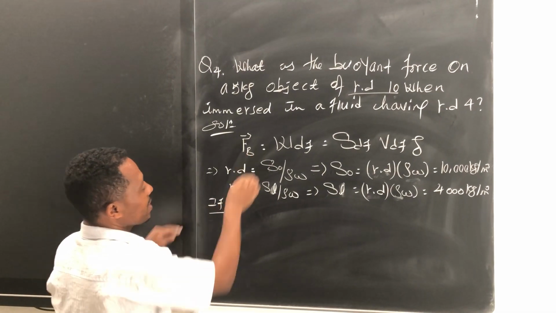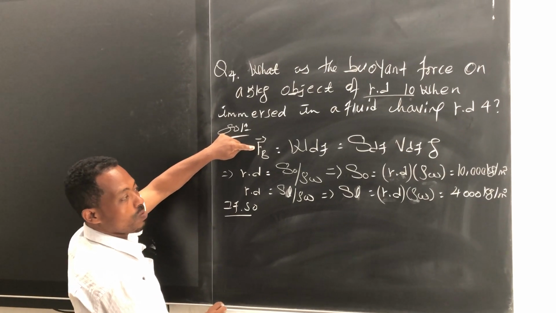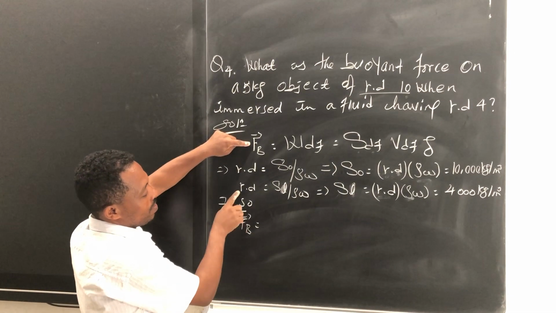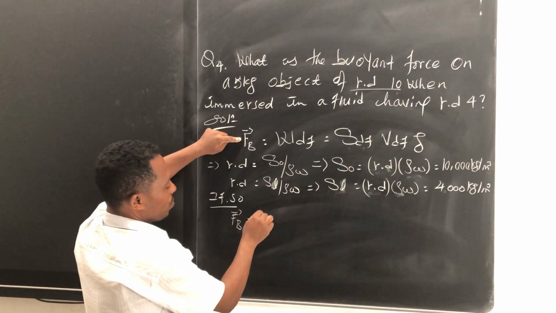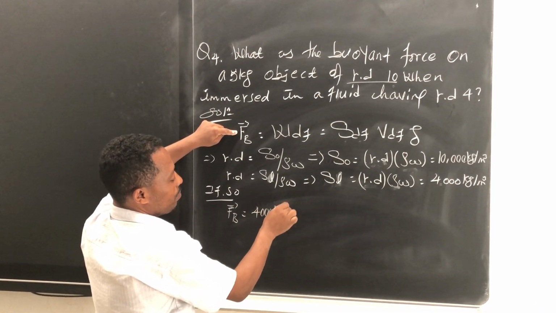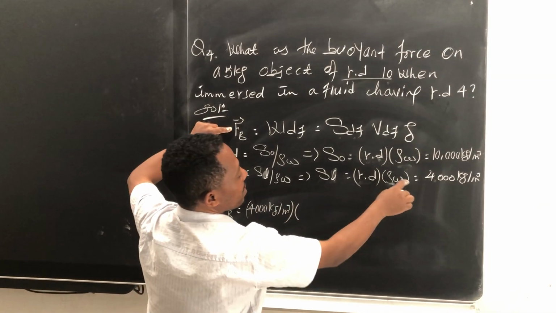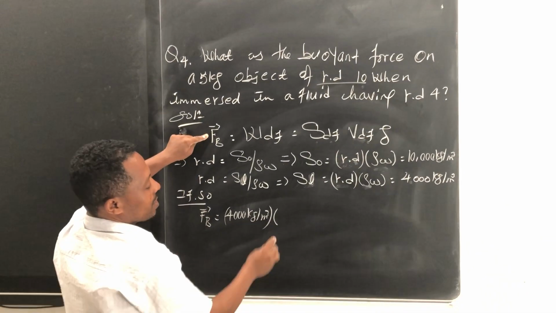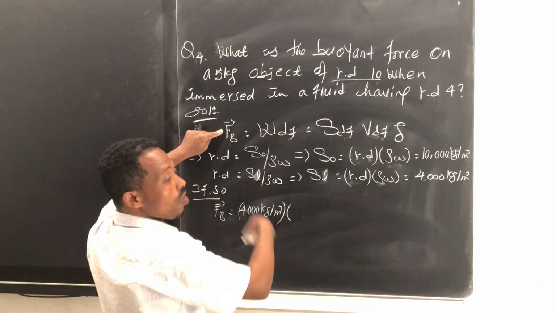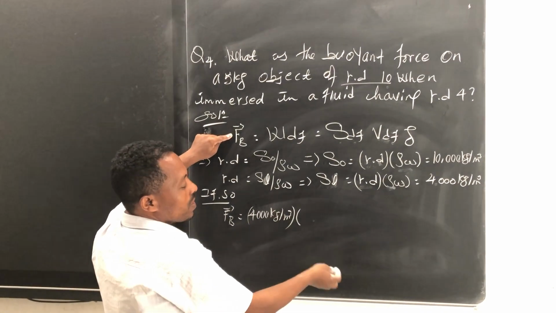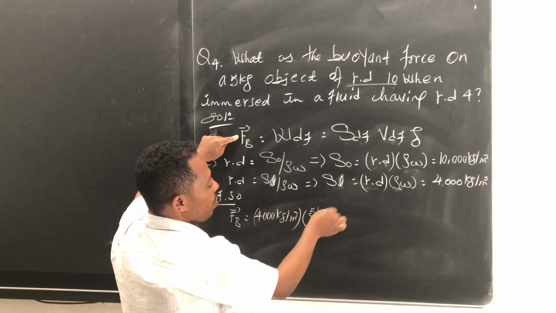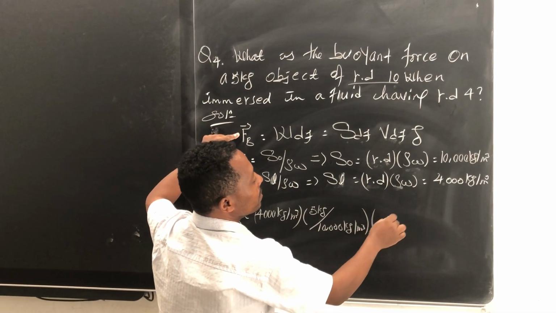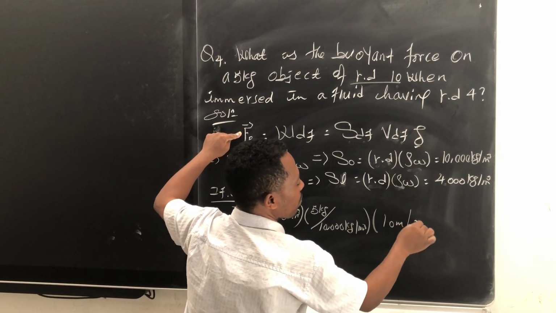If so, the next simple step is to find the value of the force of buoyancy, that is, the density of the displaced fluid. Now the density of the displaced fluid is 4,000 kilogram per cubic meter. And then the volume of the displaced fluid is nothing but the mass of the object over the density of the object. That is 5 kilogram over 10,000 kilogram per cubic meter, times 10 meter per square second.